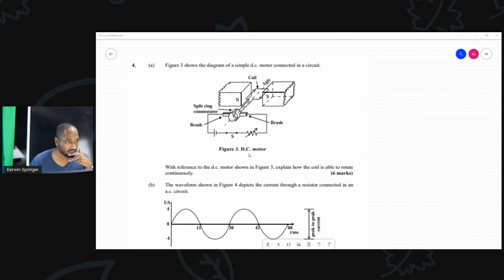Rate out of 10 how good you all are in this. I don't want to waste any time on this because I've seen people talking. Rate out of 10 how good you are at collecting these 6 marks.